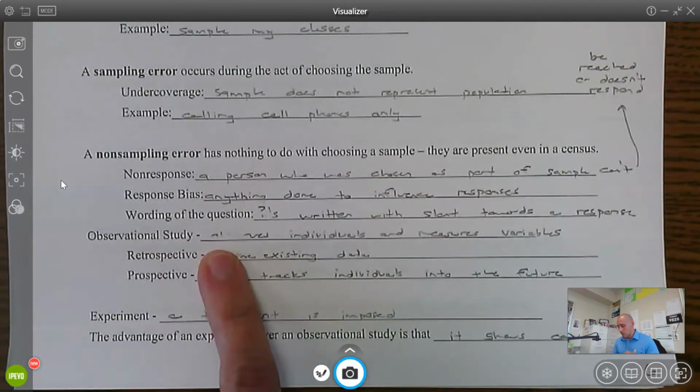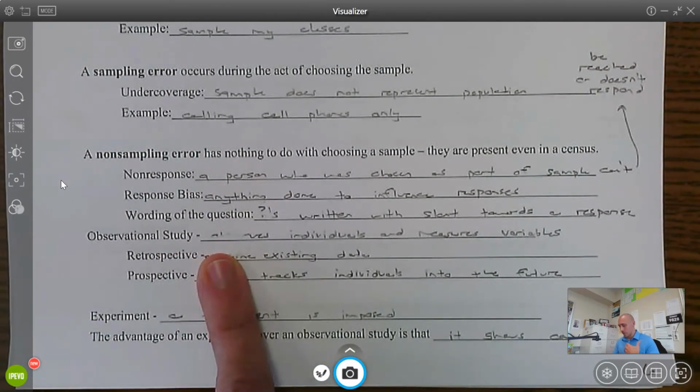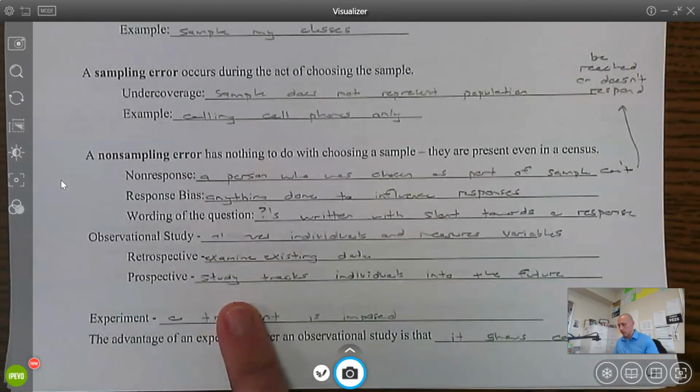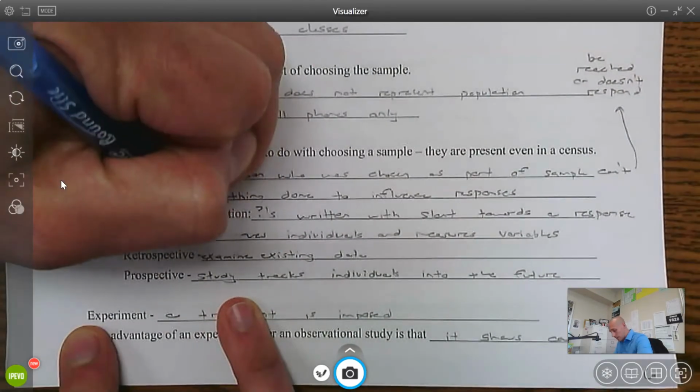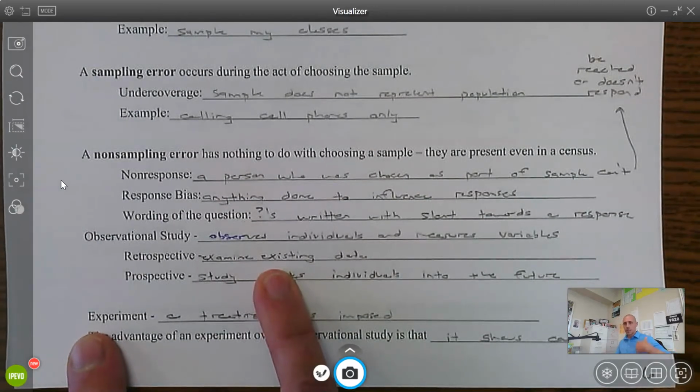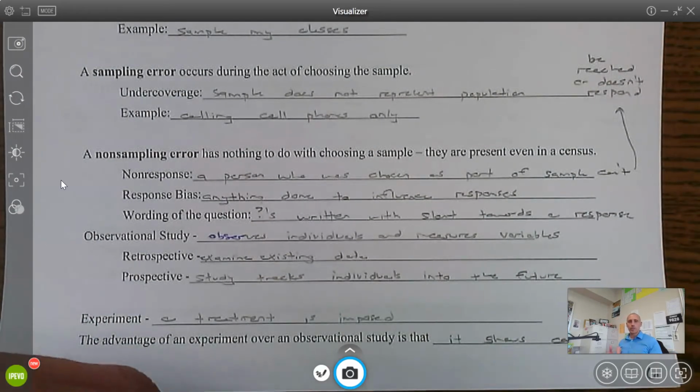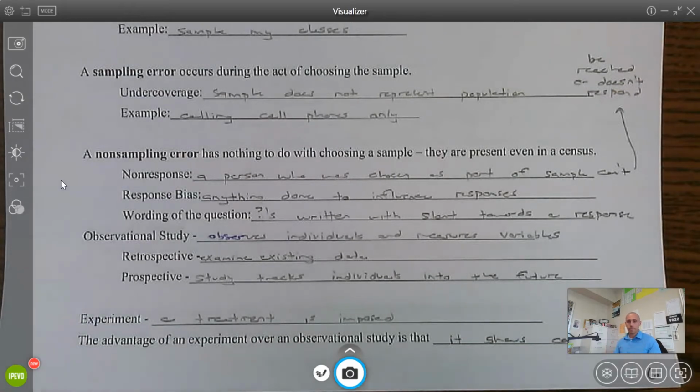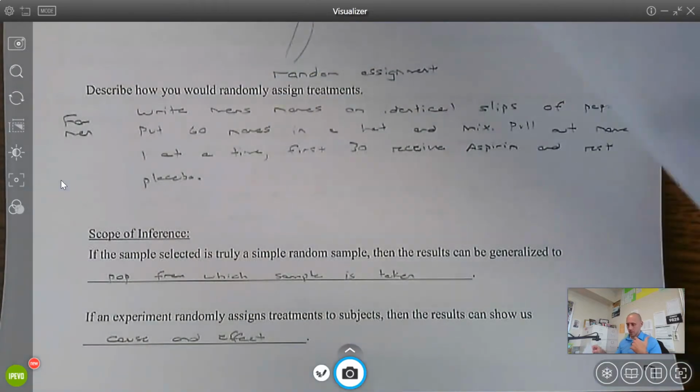Observational study, where you're just observing individuals and measuring variables, where we have 2 different types. We have the retrospective, which is using past data, and prospective, which is tracking individuals into the future. Whereas an experiment, you're imposing a treatment and it can show causation.